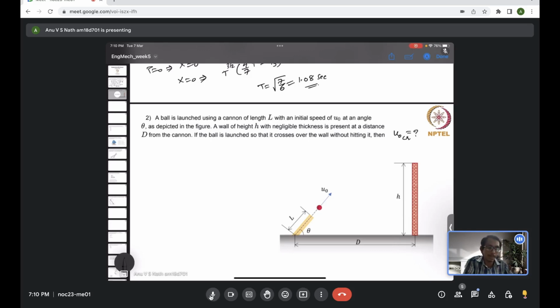It's basically a projectile motion. Just need to consider certain facts, that the projectile is not exactly starting from the ground, it's starting from the tip of the cannon, and it's starting with an initial velocity u0 with an initial angle of theta with the ground.